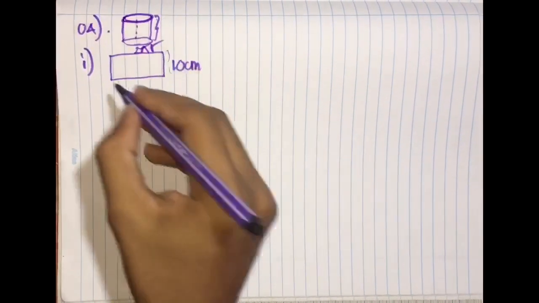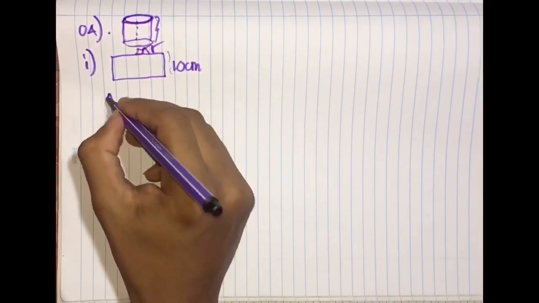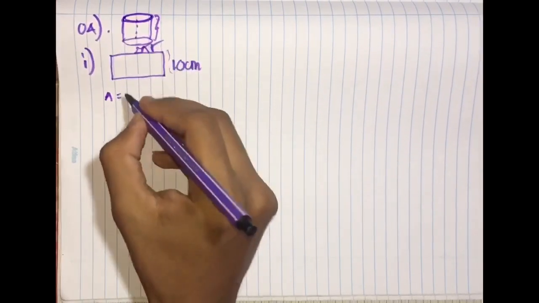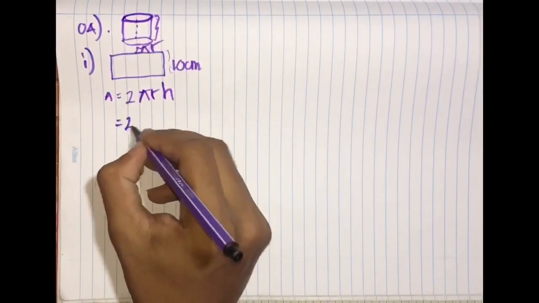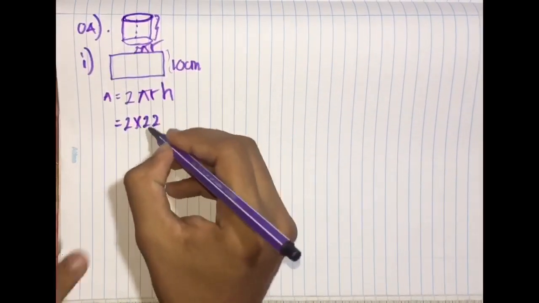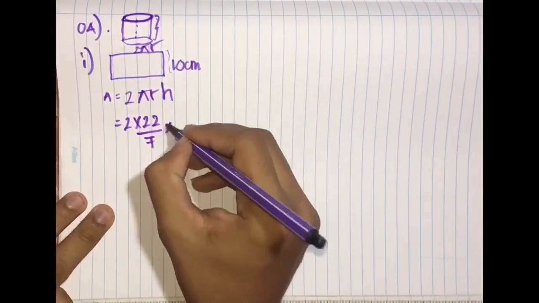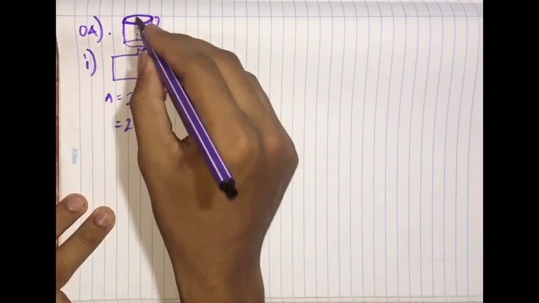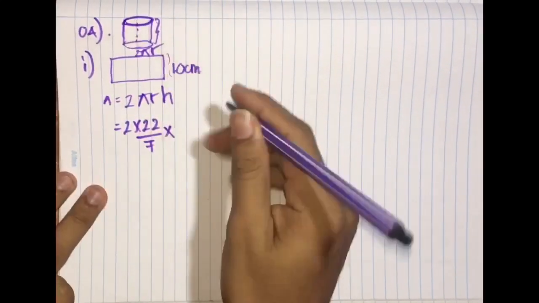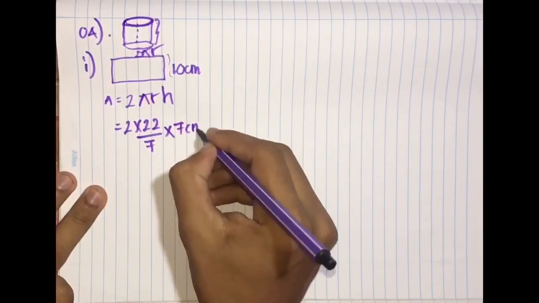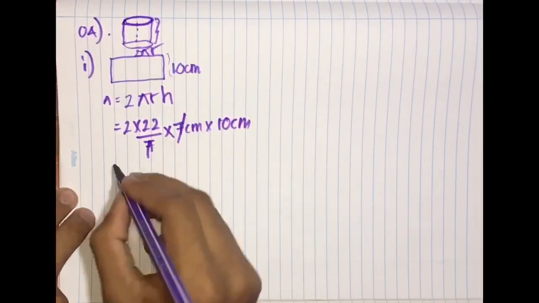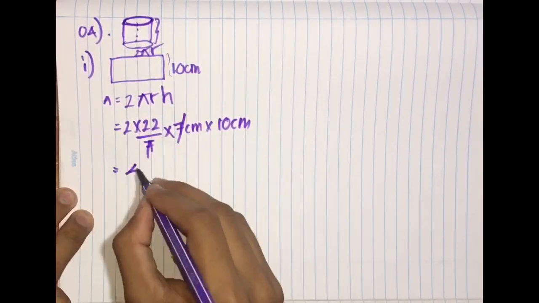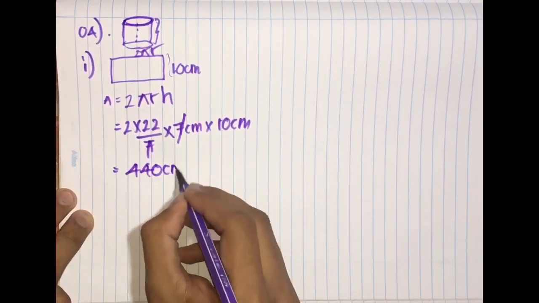So how do you find the area? In order to find the area, you have to multiply length into breadth. That is going to give you 2 pi r h. Remember. So 2 into pi r is equal to 22/7. What is the radius there? Radius was already given as 7 centimeters into height is equal to 10 centimeters. So this will cancel off. 440 centimeters squared.